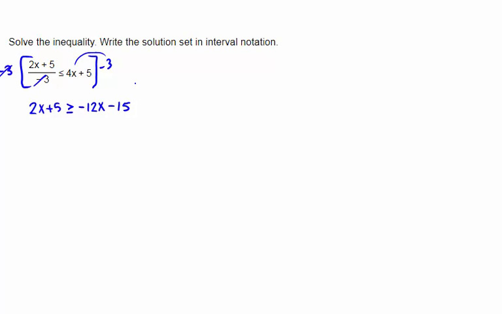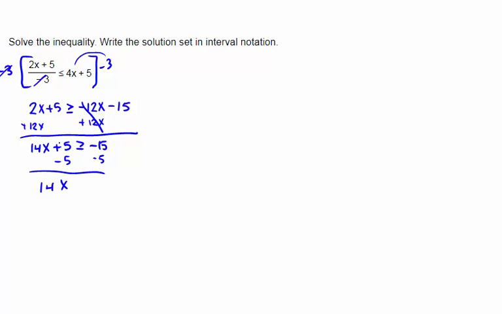Our goal is to get the x's on one side and the numbers on the other. So I'm going to start by adding 12x to both sides. 12x and 2x is going to give me 14x, plus 5 is greater than or equal to negative 15. Then I'm going to move this plus 5 by subtracting 5. So we have 14x greater than or equal to negative 20. And then I'm going to divide both sides by 14 to get x by itself.